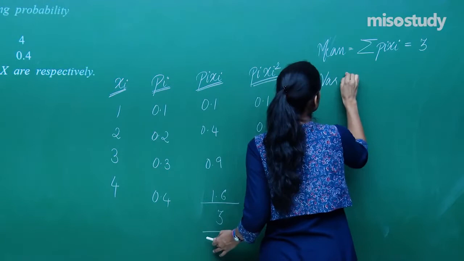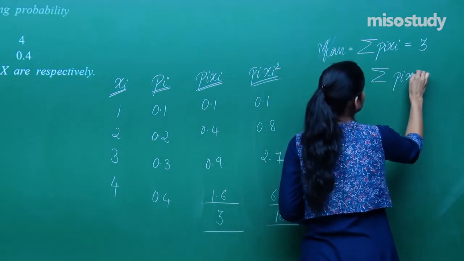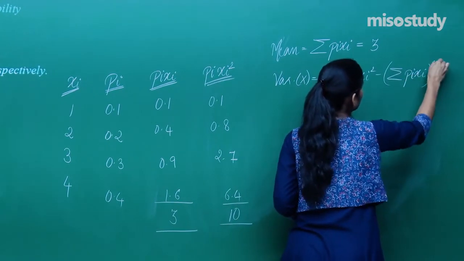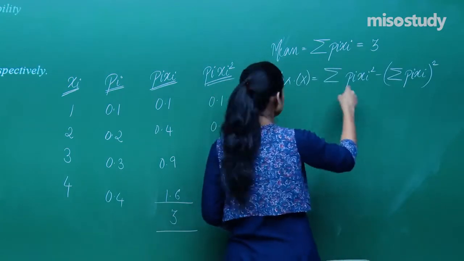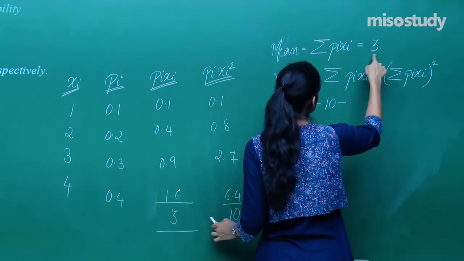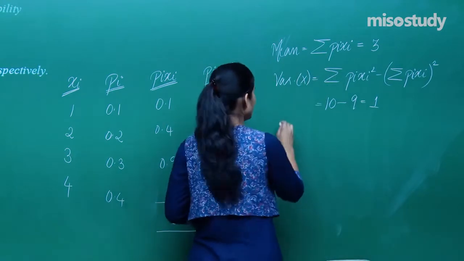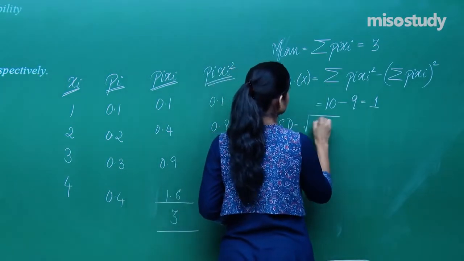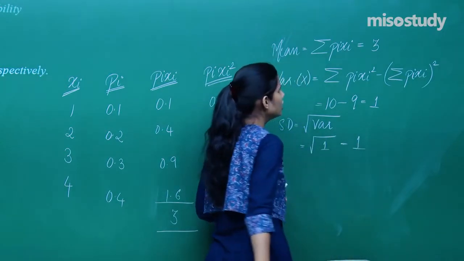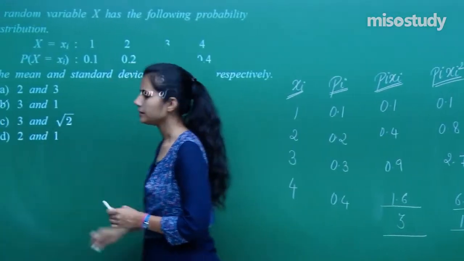What is the variance? Variance is summation pi xi square minus summation pi xi whole square. We have evaluated the sum, this is coming out to be 10. Summation pi xi came out to be 3, 3 square is 9. So variance is 10 minus 9, that is 1, and standard deviation is nothing but the square root of the variance, which is the positive square root of 1, which is clearly 1. So mean is 3, standard deviation is 1. Your answer is option number B.